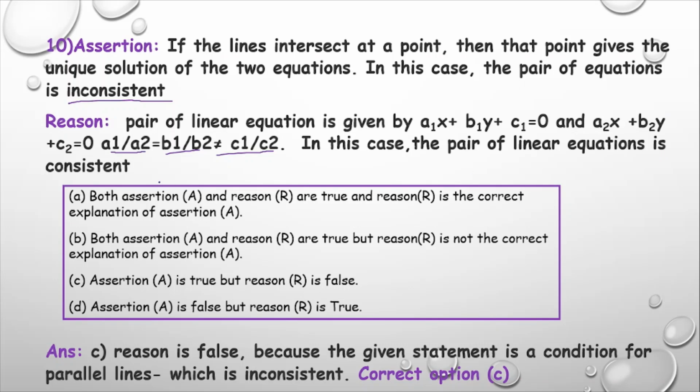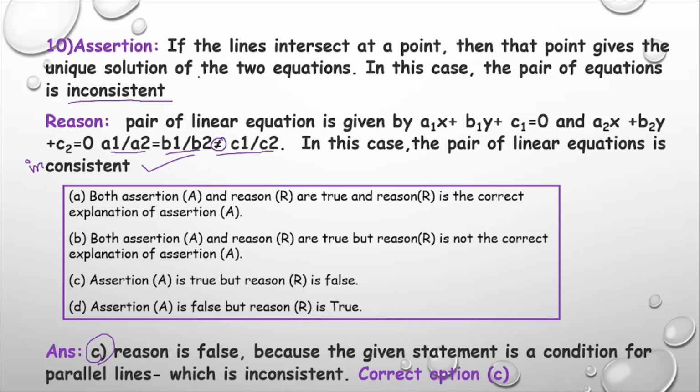Consistent. Actually, this reason is false. Right? When the first two ratios are equal and the last ratio is not equal, it is inconsistent because it represents parallel lines. So it is inconsistent. So the reason is false. If the reason is false, directly we go for option C.